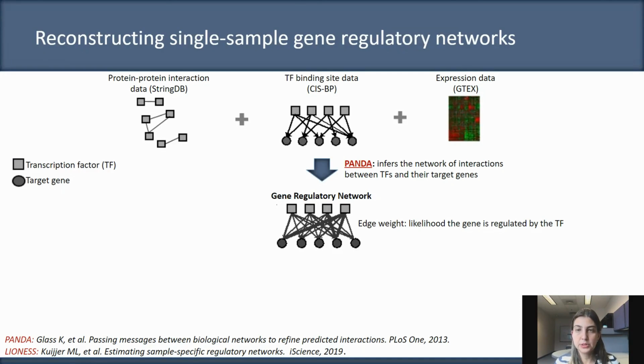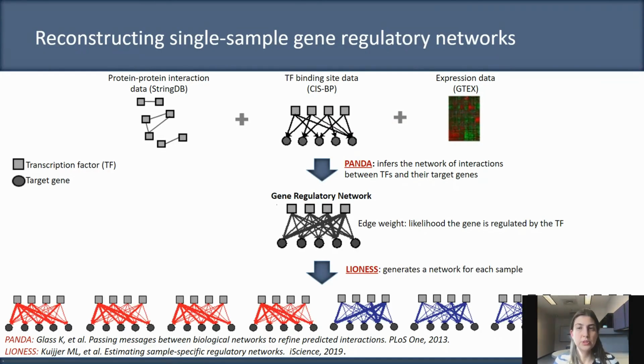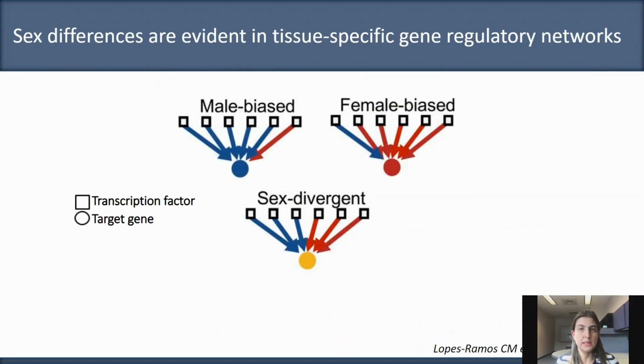And then we can use LIONESS. LIONESS uses a bootstrap approach to generate one network for each individual sample. So now we have thousands of female networks, thousands of male networks across 29 tissues. And we can really look at differences between each of these edges. Right? So we compared edge weights between males and females using linear regression models. And we identified a lot of edges to be statistically significant between males and females.